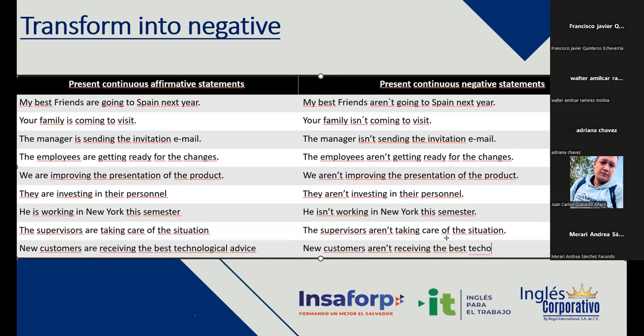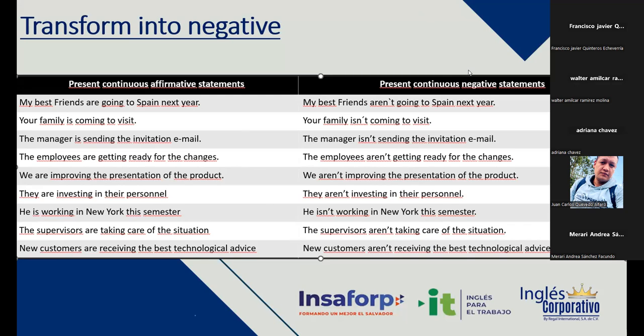Prácticamente solamente agregamos not abreviado después de is y ours. Y luego toda la oración es igual. Exactly. That's correct. That's the way to transform an affirmative sentence into negative. We just add not. Y hay diferentes formas de hacer esa contracción, ¿verdad?